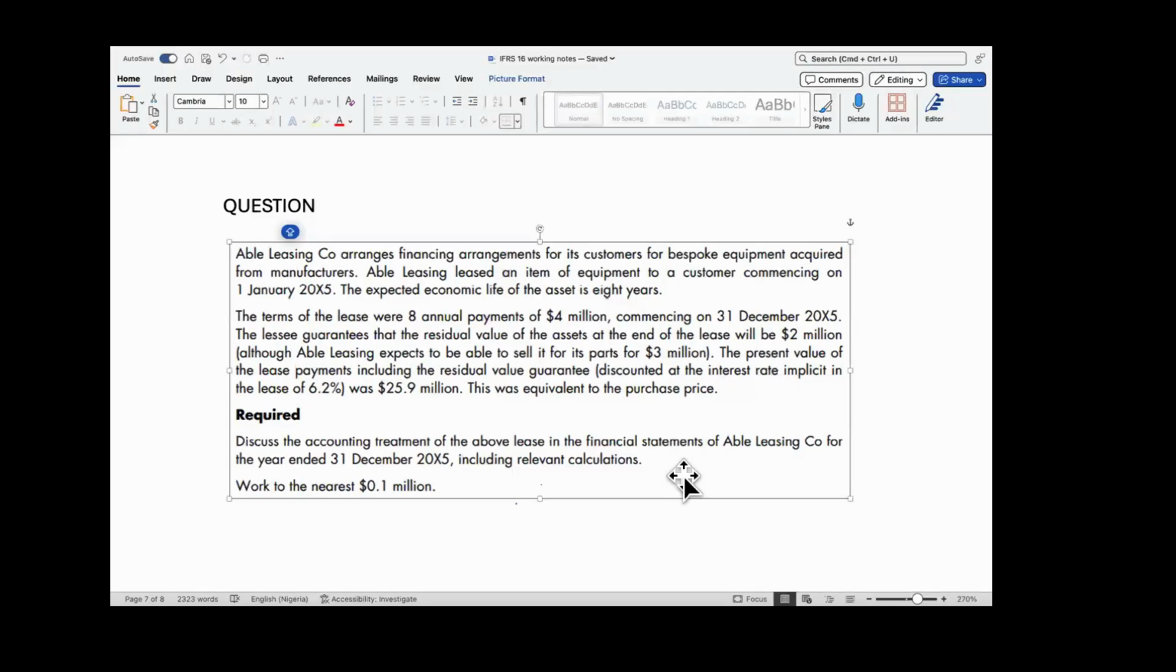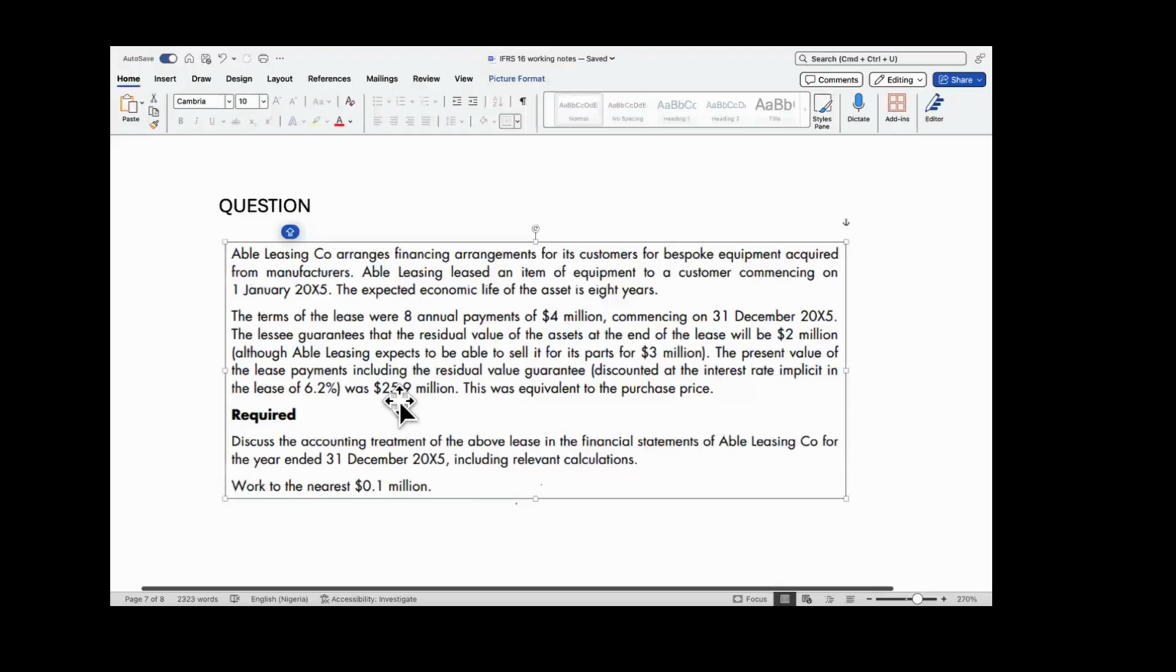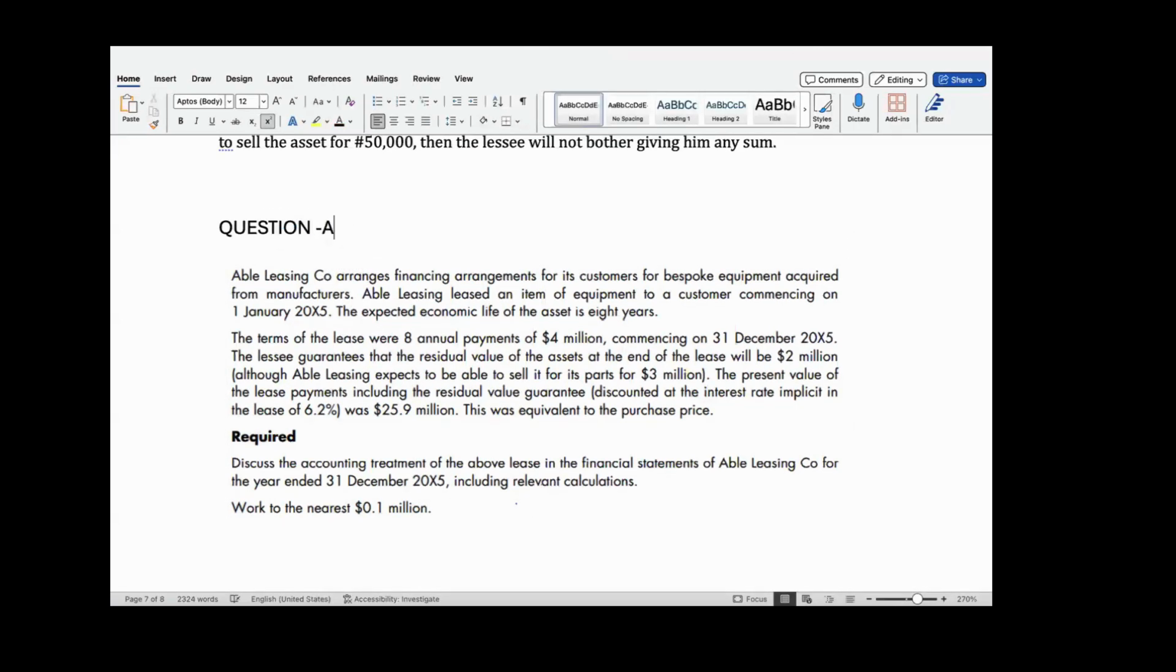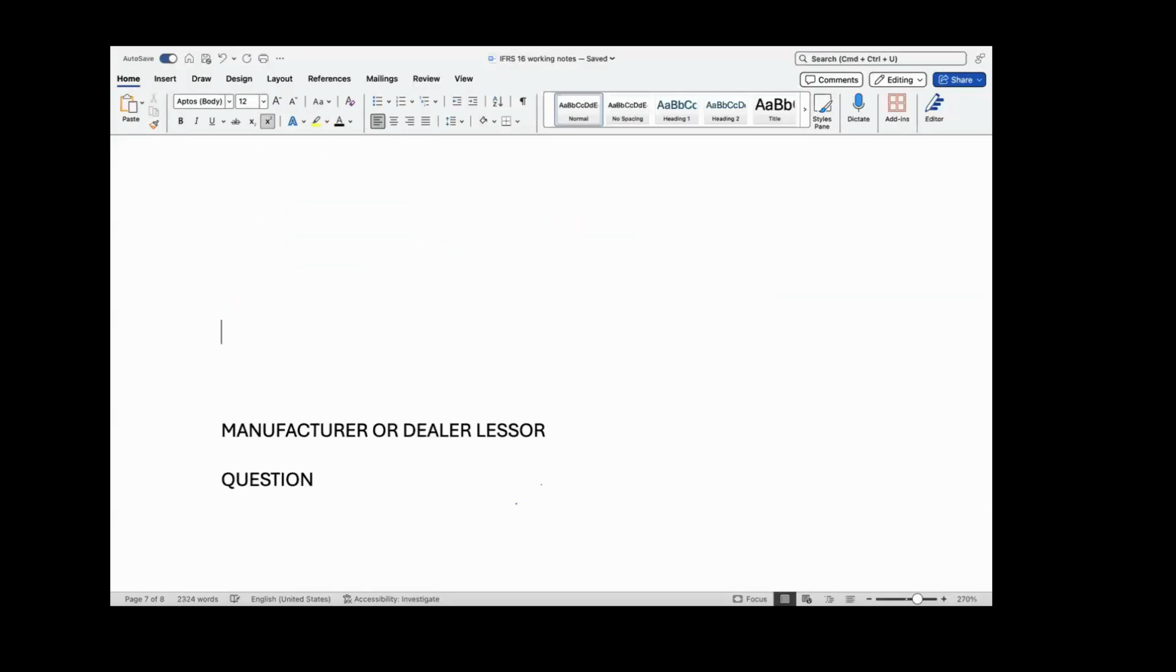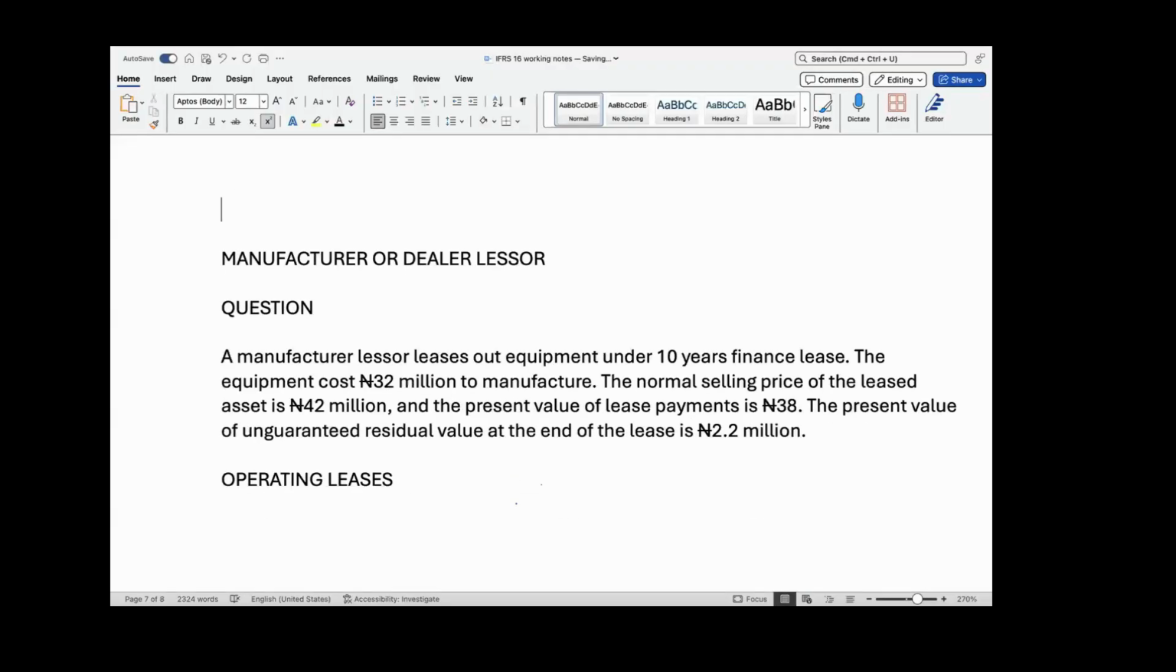Work to the nearest 0.1 million. Okay, meaning this 0.1 million means that the way they wrote this 25.9, your answer should be in one decimal place. I'm not going to solve this. It's the same thing as the previous one. There's nothing different here. So it's just the same thing as that other one. So solve this as assignment. So let's go to the remaining questions.